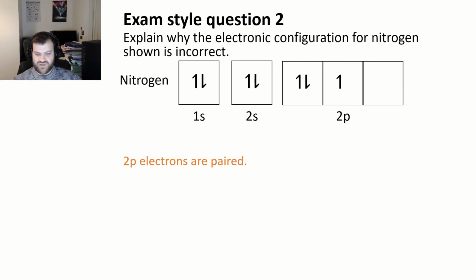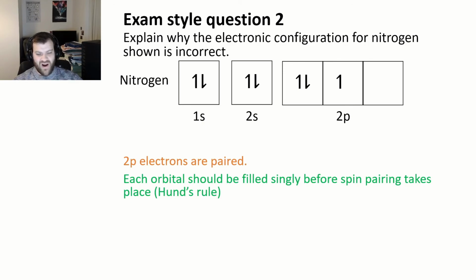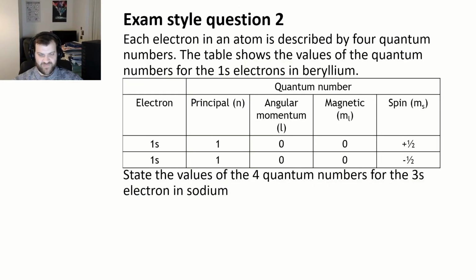When we look at the 2p orbital, we can see that we've got 2 electrons in the first, and this has happened before we've got 1 in each of the boxes. Our orbitals should be filled singly before any spin pairing takes place. This is breaking Hund's rule of maximum multiplicity.